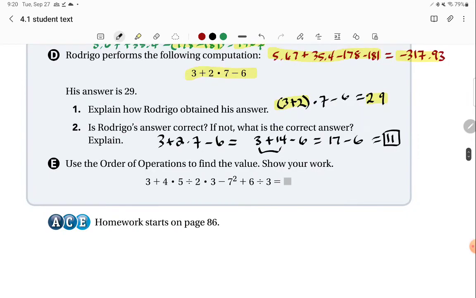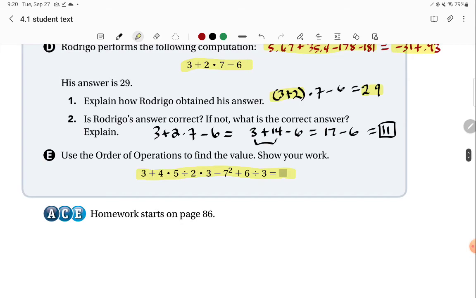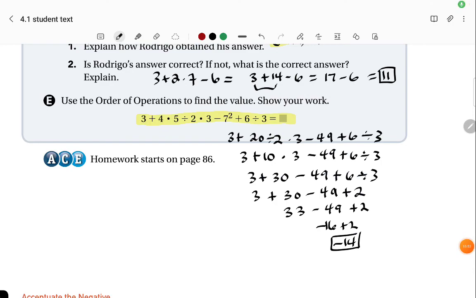And then on E, use the order of operations to find the value, show your work. So this is a long one, step by step, so copy it out exactly like it is, step by step, work through the parentheses, exponents, multiplication, division, left to right, addition, subtraction, left to right, and see if you can get to the correct value. Okay, so if you can do this and get to what I was able to get to, you are on the right track here. So let's see how we did.